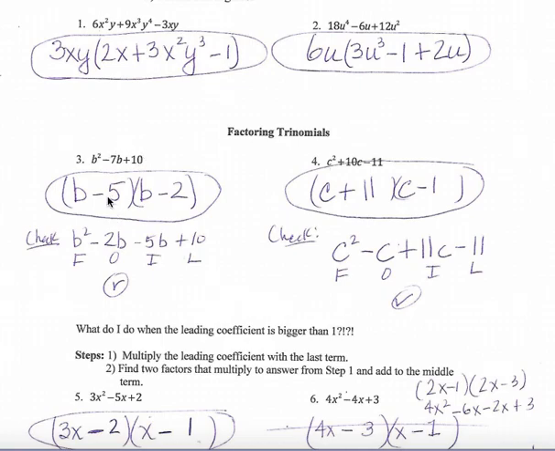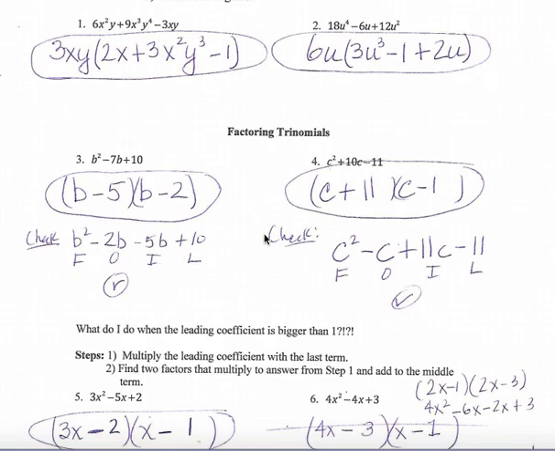But negative 5 times negative 2 will give me the positive 10, the last constant term. And negative 5 plus negative 2 will give me the outer and inner terms that add up to negative 7b. So I need to find two numbers that multiply to positive 10 but add to negative 7.